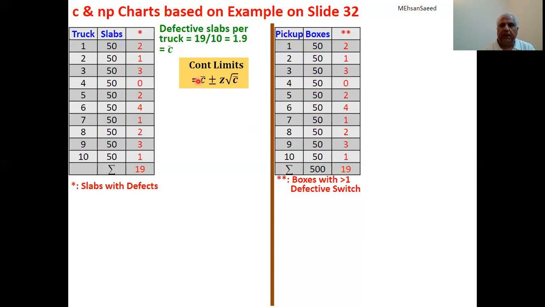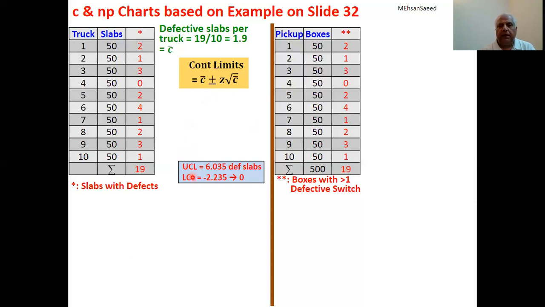So we have got all the values. We know what C bar is. We know what Z is. So we can just enter these values and we get an upper control limit of 6.035 and a lower control limit of -2.235. Please remember, we are dealing with discrete data. Discrete data cannot be negative and it cannot be in fractions.